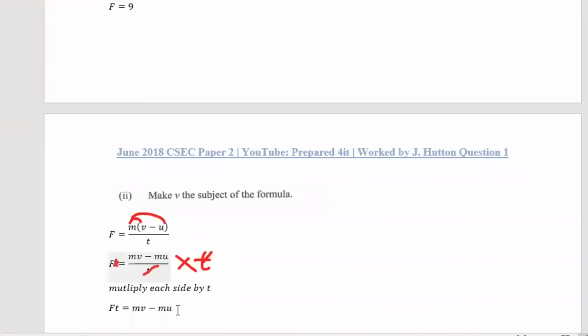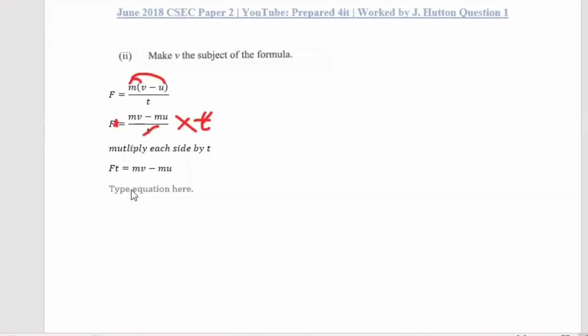That is it. So we now have ft is equal to mv minus mu. Since we're solving for v, it means that we need to get rid of the mu. So we're going to add mu to both sides of the equation. So what we'll have is ft plus mu is equal to mv.